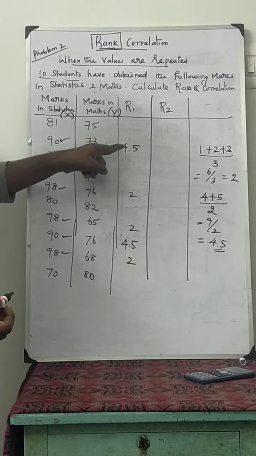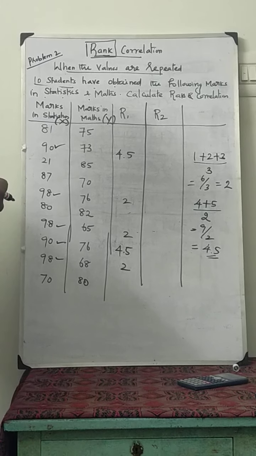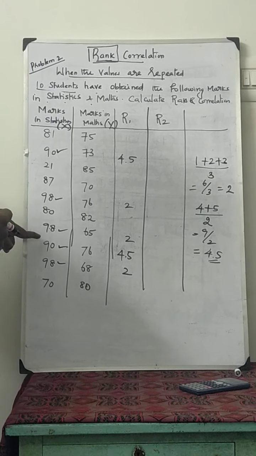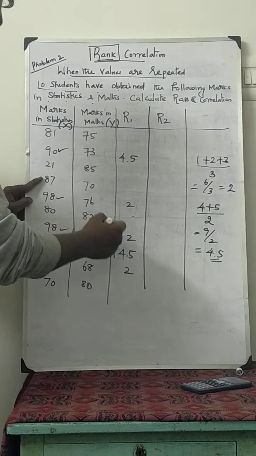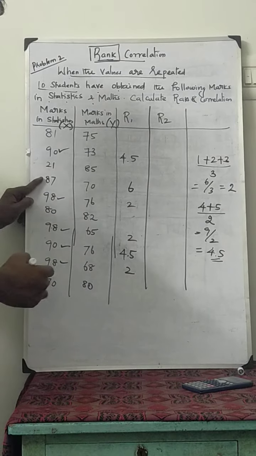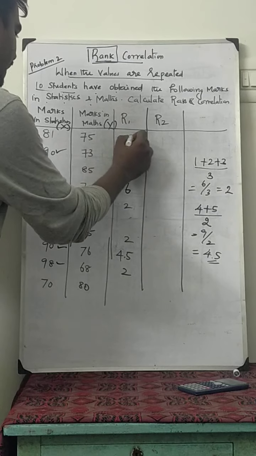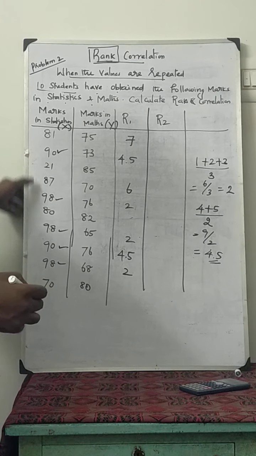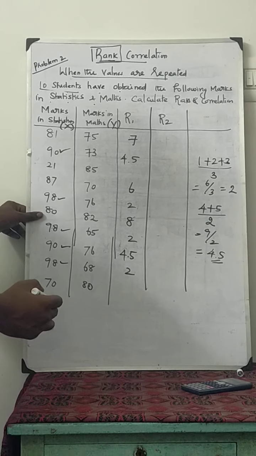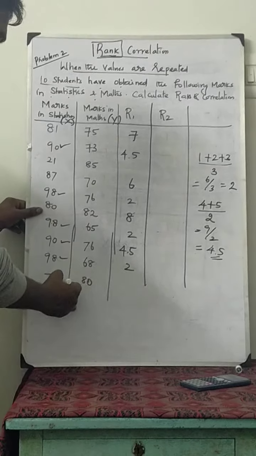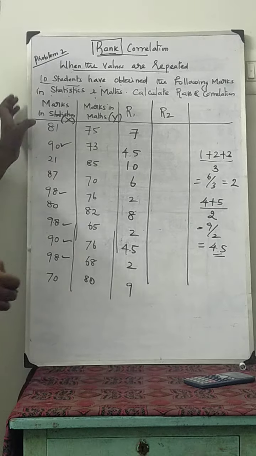1, 2, 3, 4, 5. So the next rank we have to assign is the 6th rank. Which one is the next highest value after 90? I think 87 we have, so the 6th rank goes to 87. After 87 we have 81, which gets the 7th rank. Then after 81 we have 80, the 8th rank. The 9th rank will be 70. Then the last one, 21, gets 10. The total number of observations is 10.